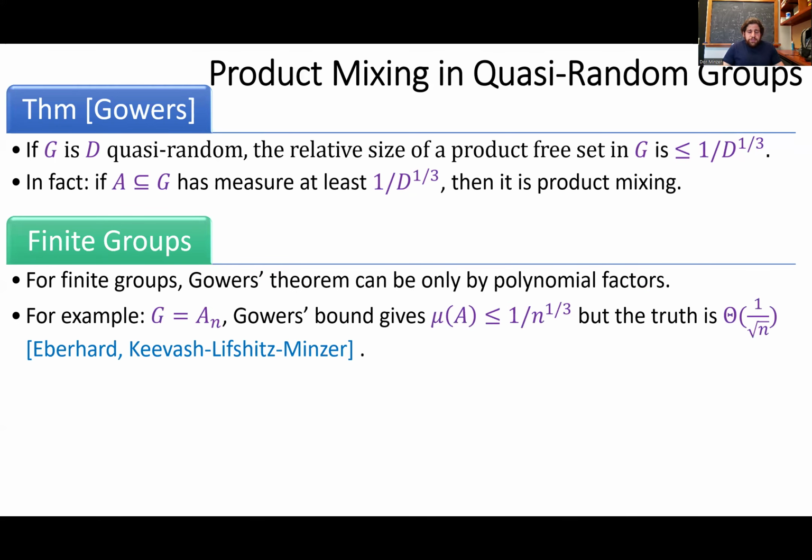As far as finite groups are concerned, Gowers' bound is tight up to polynomial factors in D. Indeed, any group G that has a representation of dimension D must have a product free set with relative size at least omega of 1 over D. So there is some gap, but it's only polynomial, and indeed this gap can be observed for some groups. For example, if you take the alternating group, then the bound that Gowers gives is 1 over n to the third, but it turns out that the truth is 1 over root n.